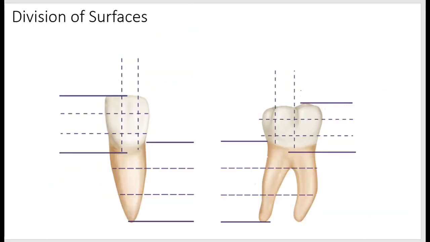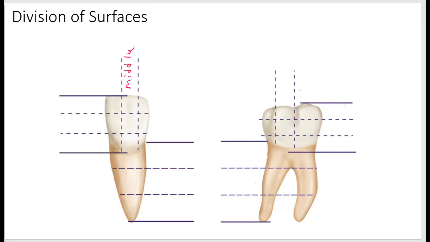Now if we want to divide the tooth, technically each tooth is divided into 3 parts from each side. So the root is divided, the crown is divided, and the tooth itself longitudinally is also divided. So we have a middle third.